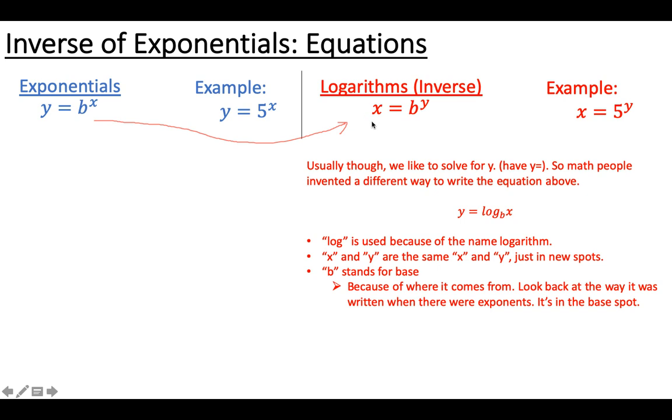But if we look up here, when we still had exponents, what's b called? Y right here, that's in the exponent spot. That has a name. It's the exponent spot. What is b called? B is called the base. And so it's the same b up there, and it gets the same name because of where it comes from. Up here, it's the base. So here we call it the base.